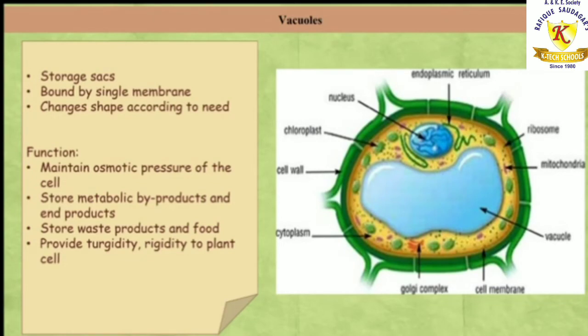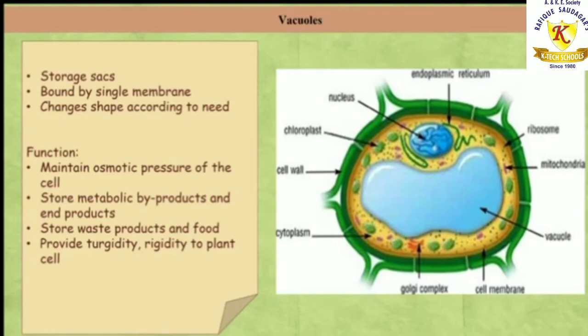Let us see the functions of vacuole. To maintain the osmotic pressure of the cell. To store metabolic byproducts and end products like glycogen, proteins, water, etc. In the animal cell, they store waste products and food, while in amoeba, it stores food before digestion. In the plant cells, vacuoles are full of cell sap and provide turgidity and rigidity to them.